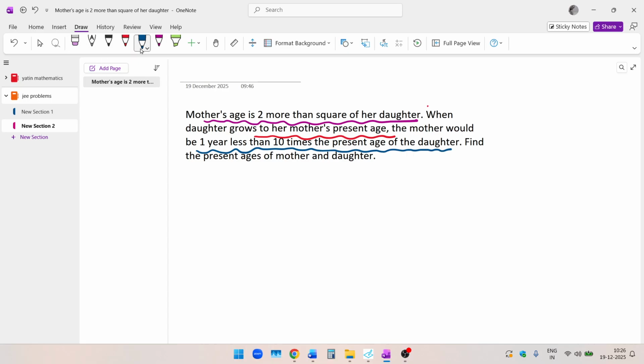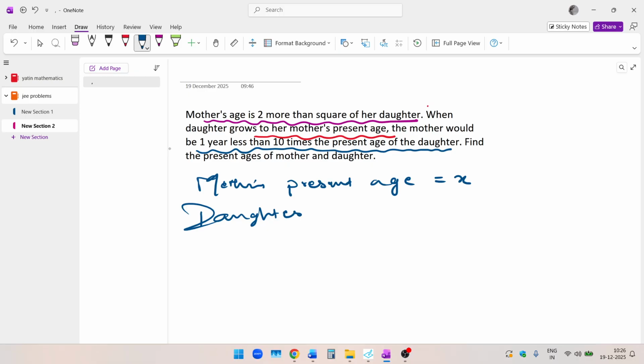Okay, I can clearly see there are three conditions given in this problem, and they have asked you two things. First, mother's present age, let it be x, and the daughter's present age, let it be equal to y. Now according to first condition, mother's age is 2 more than square of her daughter. So x should be equal to 2 more than y square. Okay, so this is the first condition. So let us say it is equation A.